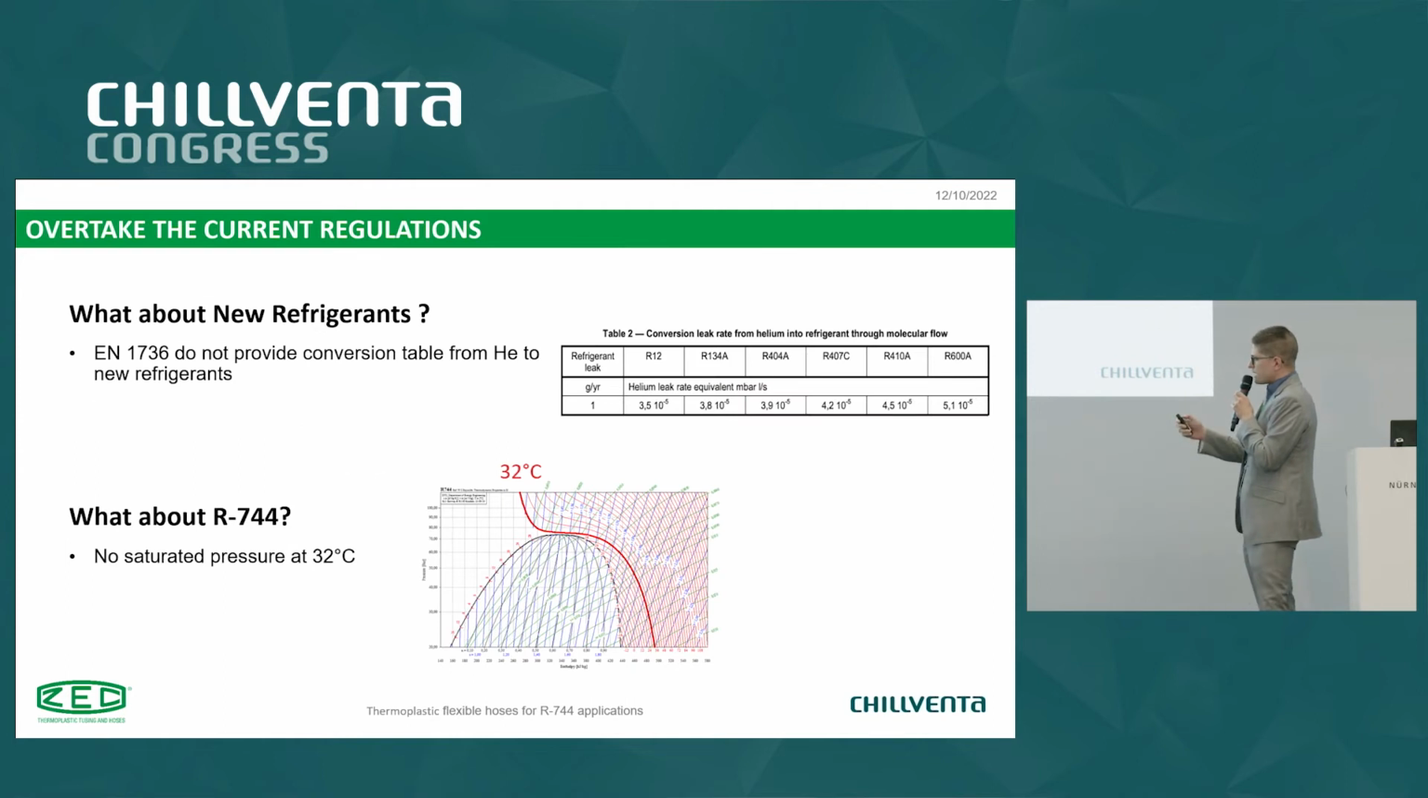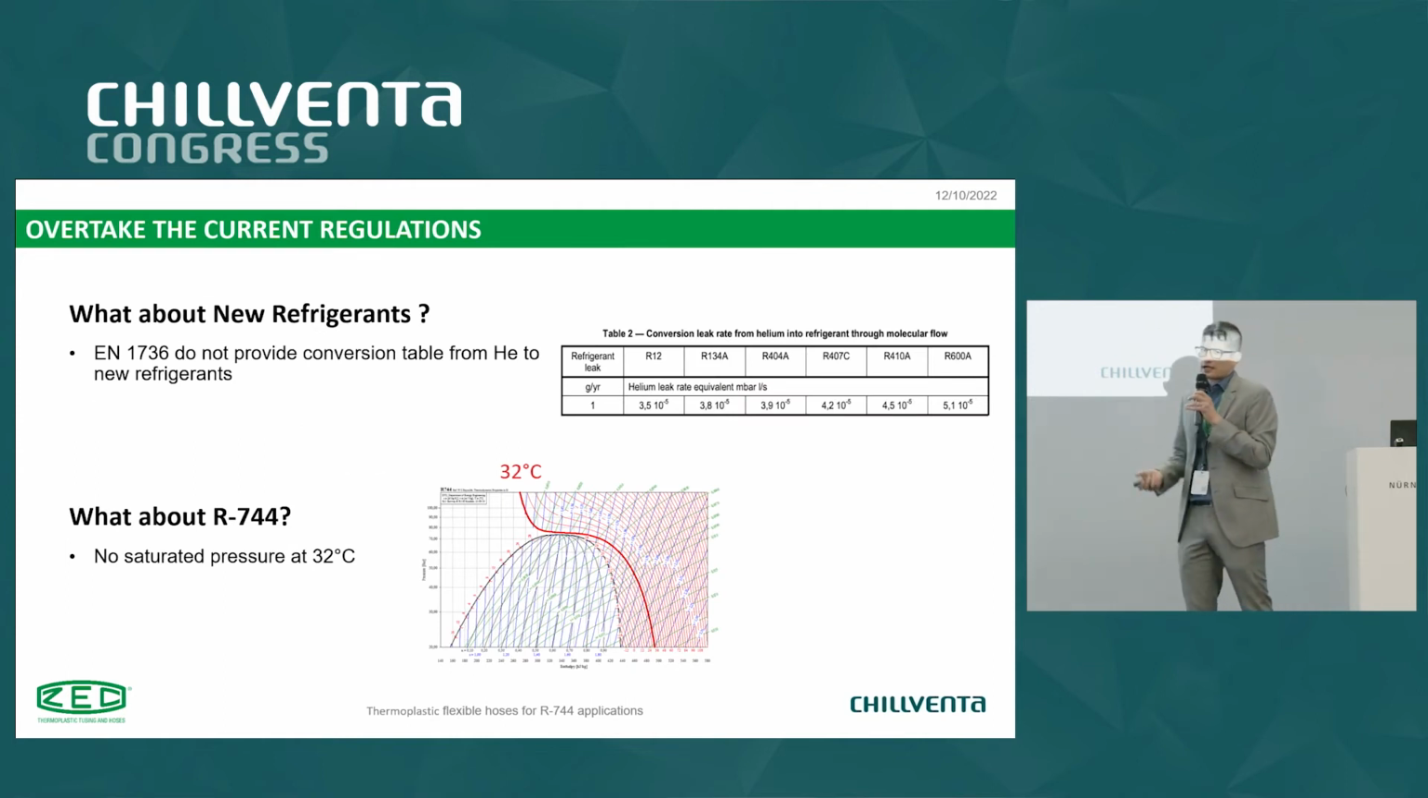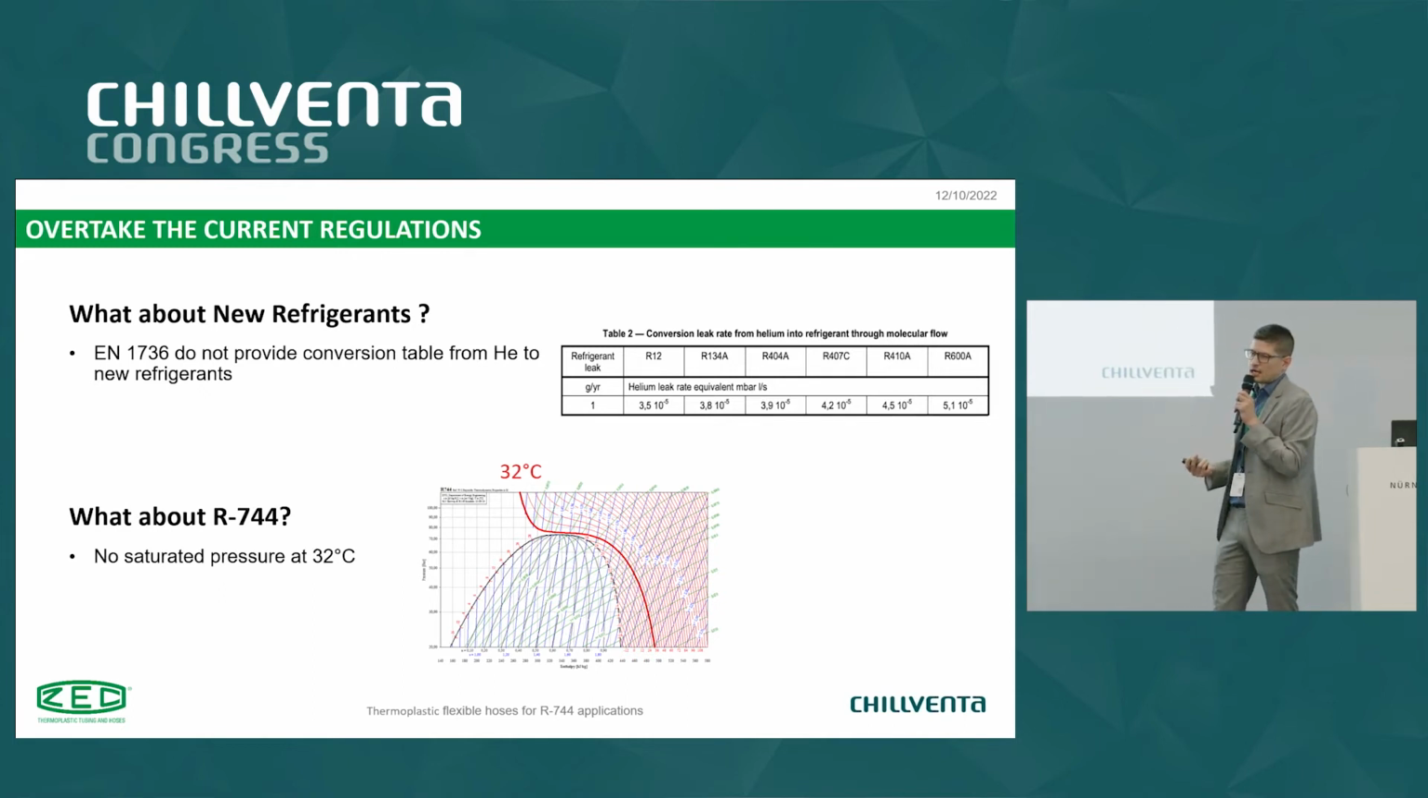But what about new refrigerants? How to convert a leakage coming from this mass spectrometer to a real leakage in grams per meter? And also, what about CO2? Because if you remember, the standard requires to measure the permeability at 32 degrees and saturated vapor pressure. But the CO2 does not have any saturated vapor pressure at 32 degrees. So how to handle it? Take a look.